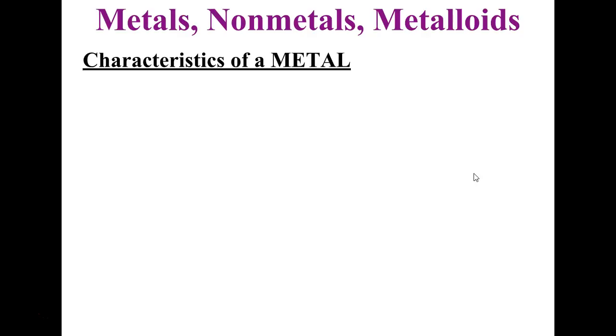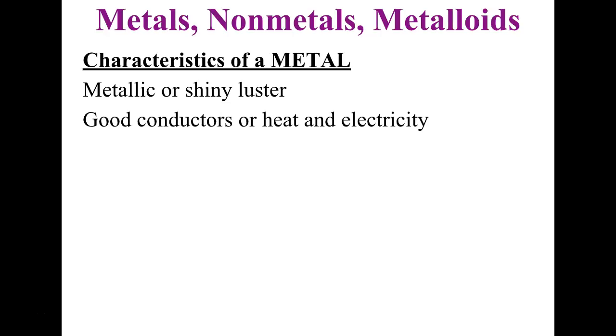Okay, so here are some of the characteristics of a metal. Now, not all metals have the same characteristics. They're all a little bit different. Metals can be metallic or shiny and have luster. When I think of the word luster, I think of bling. So I think of gold and silver, but there's other things that can have luster as well. Metals are good conductors of heat and electricity.